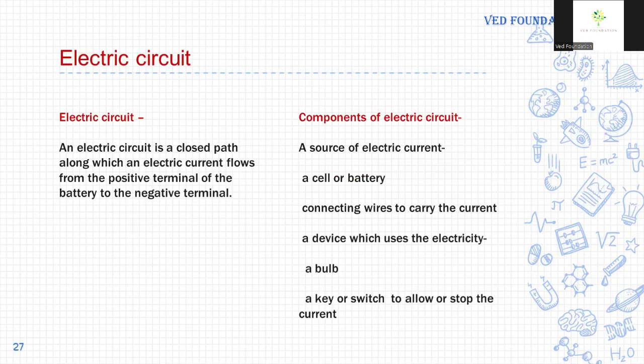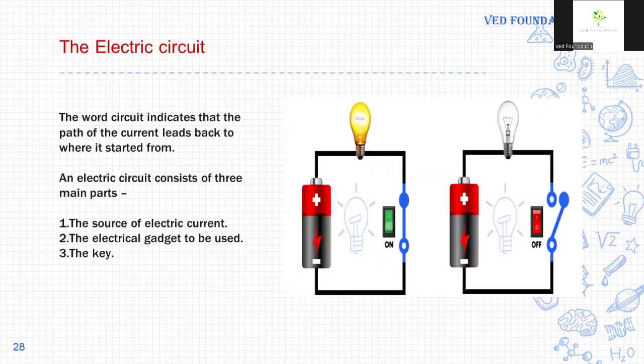An electric circuit is a closed path along which an electric current flows from the positive terminal of the battery to the negative terminal. Components of electric circuits are a source of electric current, meaning battery or cell, connecting wires, a device which uses the electricity, for example a bulb, and a key or switch. The word circuit indicates that the path of the current leads back where it started, meaning it is a closed path, and that's why its name is circuit.